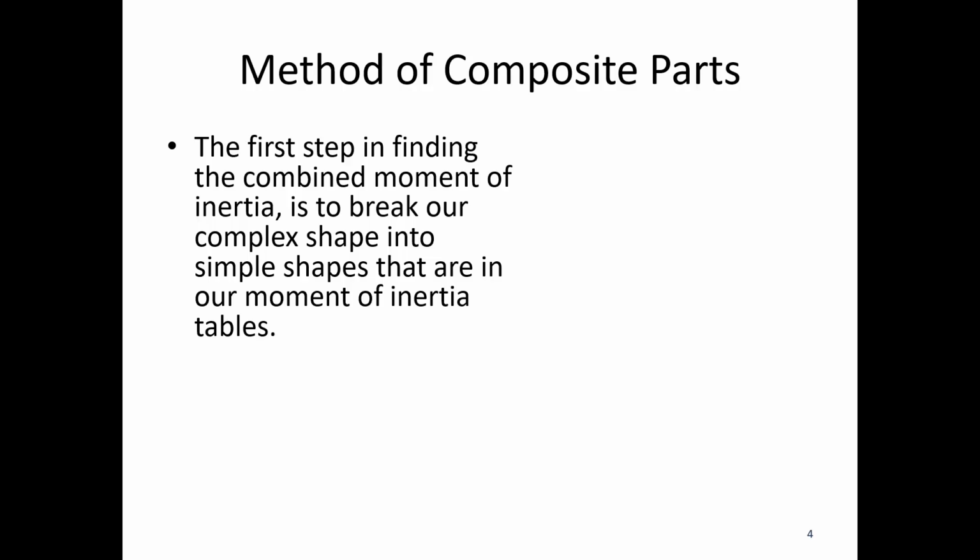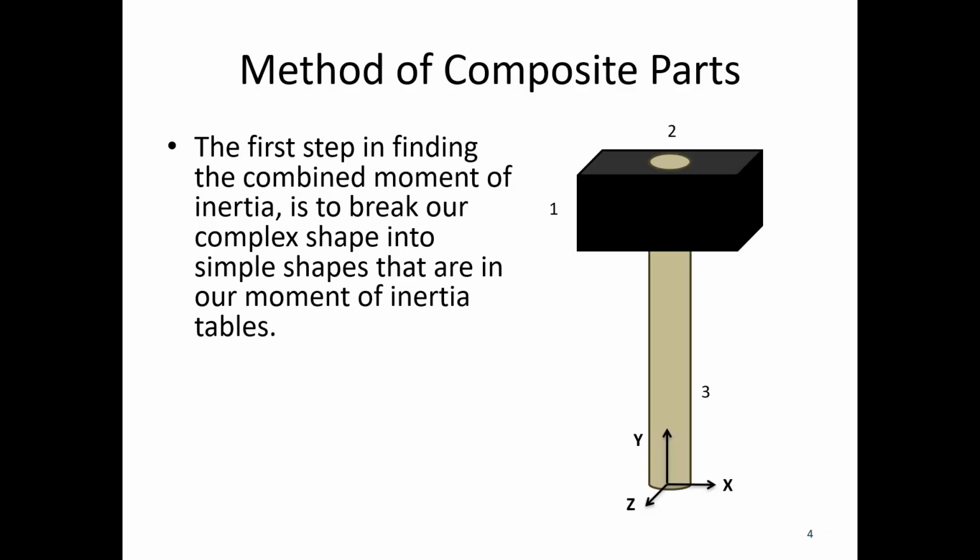Stepping back to the first step in finding this, we break the shape into simple shapes that are in our moment of inertia tables. Our mass moments of inertia are all going to be for 3D shapes. If it has mass, it's going to have some volume as well. The example shape I've got over here is our hammer. This hammer we would need to break into 3 separate pieces.